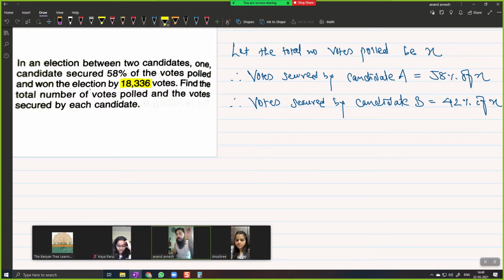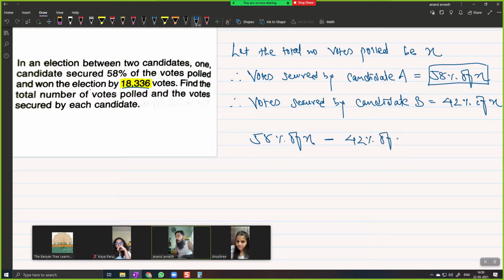So what should be the statement? A को B से इतने वोट्स ज़्यादा मिले, इसको हम लोग मैथमेटिकली कैसे लिखेंगे? A को कितने वोट मिले? 58% of X. Yes. Okay. So 58% of X माइनस B को कितने वोट मिले? 42% ऑफ X, और ये दोनों को माइनस करेंगे तो कितना आएगा?